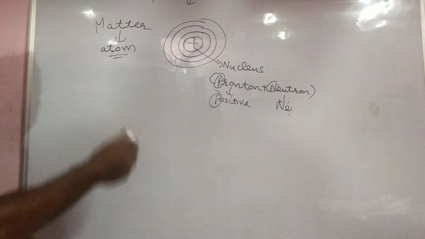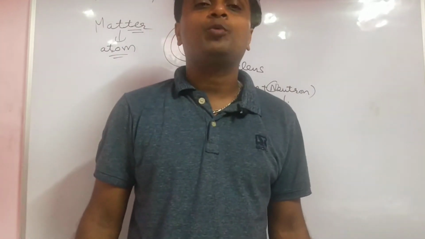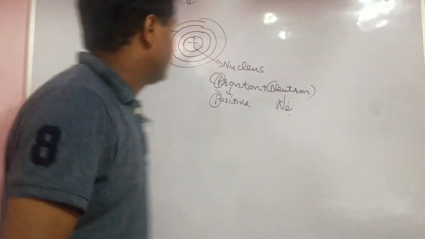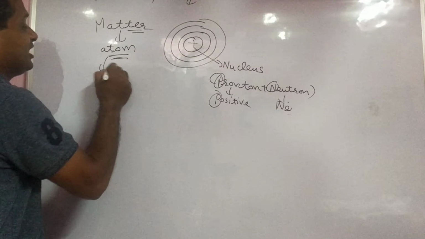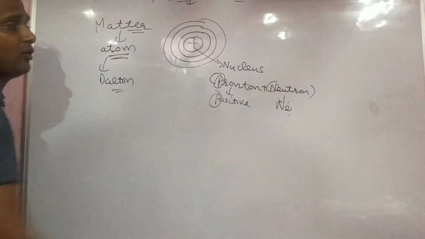I already told you about matter. What is matter? Matter is anything which occupies space, has some mass and other properties. Matter is made up of small tiny particles that are called atoms. Dalton said that. But in this chapter, atomic structure, we study the structure of the atom.